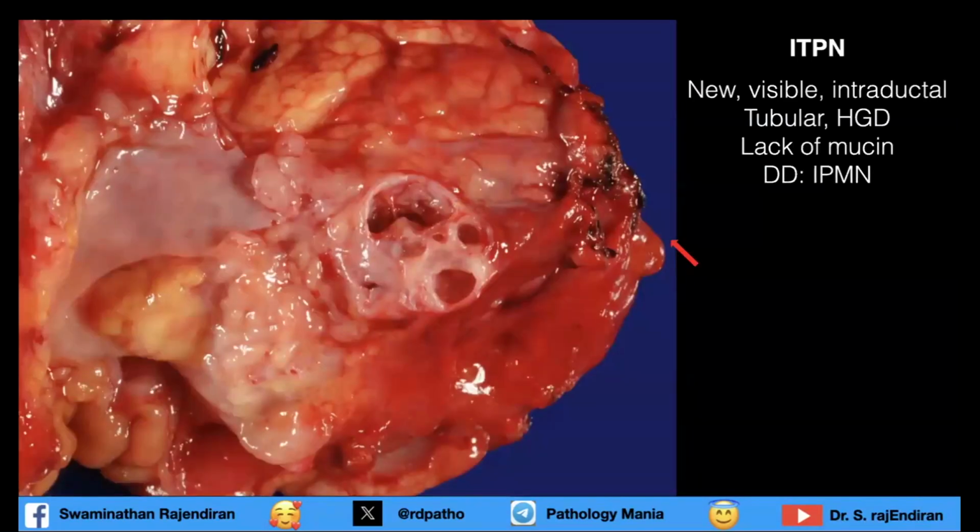This is another intraductal lesion called intraductal tubulopapillary neoplasm. This is a new terminology in this current WHO classification. This is also intraductal, but morphologically it shows tubular and papillary structures, and it is of high grade dysplasia, and this totally lacks mucin.